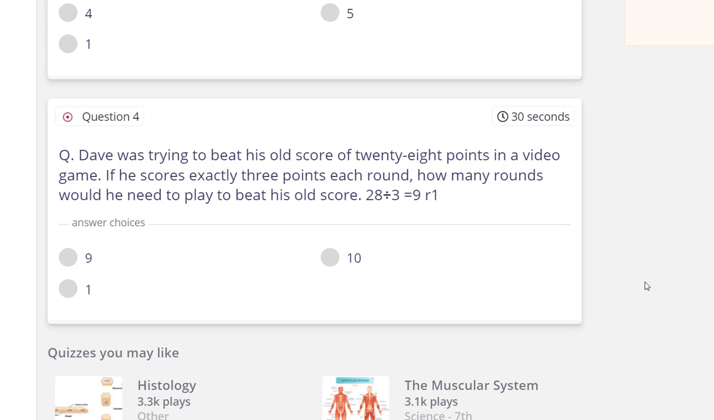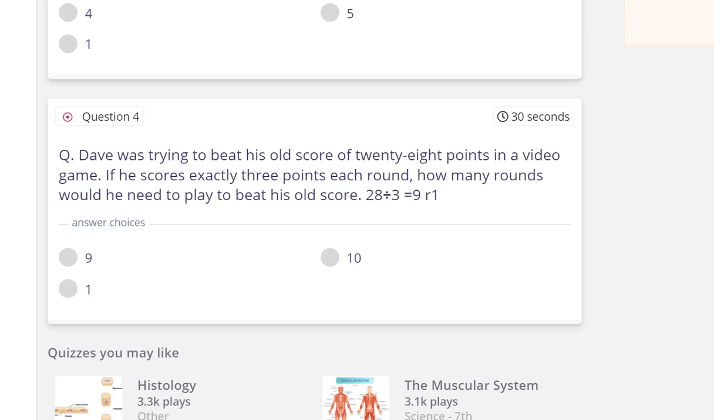So to beat the old score, he should get a number more than 28. How many rounds should he play? 10. Excellent. So he should play 10 rounds at least to beat his old score. Because if he plays 9, he will not get the same score, of course. And we have remainder 1, so we have more left over. So we need to add to the 9 another round. It will be 10.